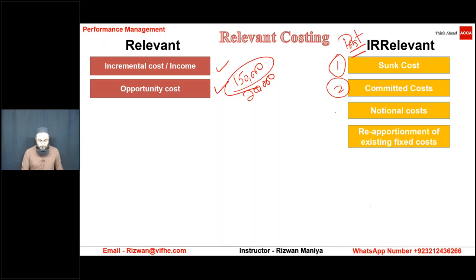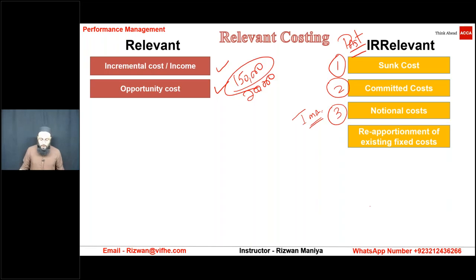Now, notional means imaginary. So imaginary cost is not a relevant cost. The best example of notional is your absorption rates. Absorption rates is basically notional cost. Any imaginary cost, any artificial cost is not a relevant cost.